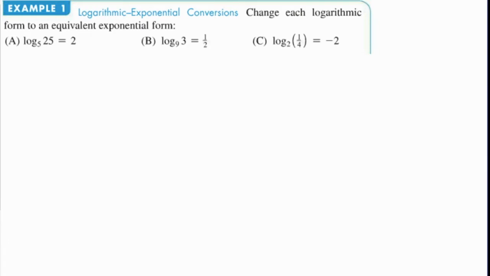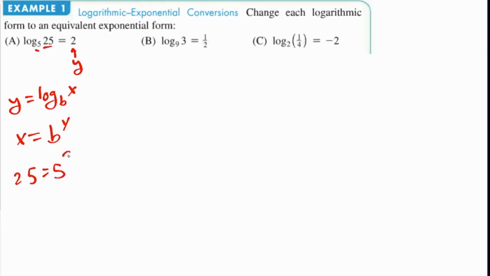So example 1 says change each logarithmic form to its equivalent exponential form. Remember, this is the y, because we have y equals log base b of x. And we want to write this as x equals b raised to the y power. Well, x is 25, the base is 5, and y is 2. And we say, well, 5 raised to the second power is 25. 25 is equal to 25. And we say, yes, all of this balances out.